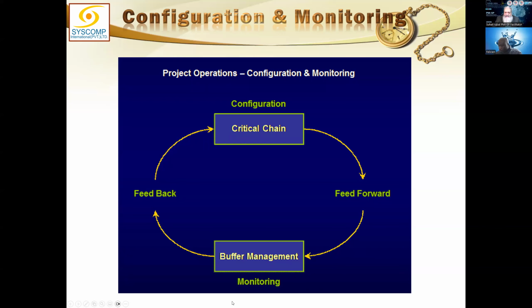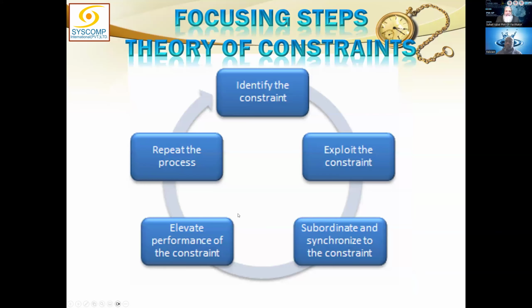Buffer management is a monitoring mechanism. And whatever happens when we are managing buffers, we give the feedback to critical chain. Chain can change its planning, and it can give a feed forward, and the buffers can be revised. So we can be always in full control of our project, never ever letting this to get delayed. This concept of critical chain is based on a philosophy or a theory which is called a theory of constraints.